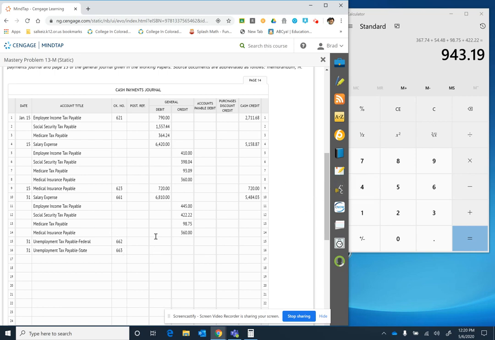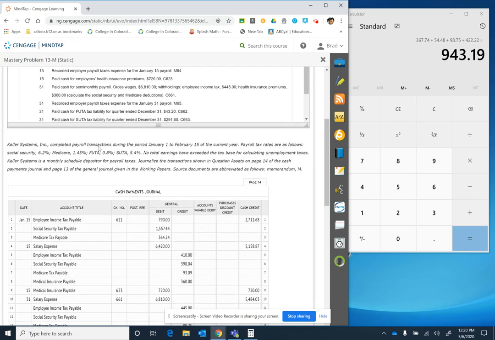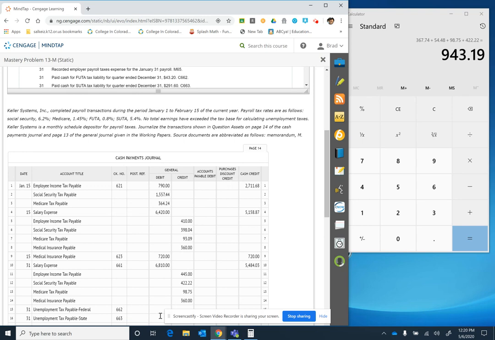So now what we have to do is take care of and pay that amount. So what we're going to do is take our unemployment tax payable federal, which, it says it right up here, is going to be $43.20, and our state one is going to be $291.60. So let's write those out. So it's going to be for $43.20, and this one is going to be for $291.60. Great, it gives us those amounts.